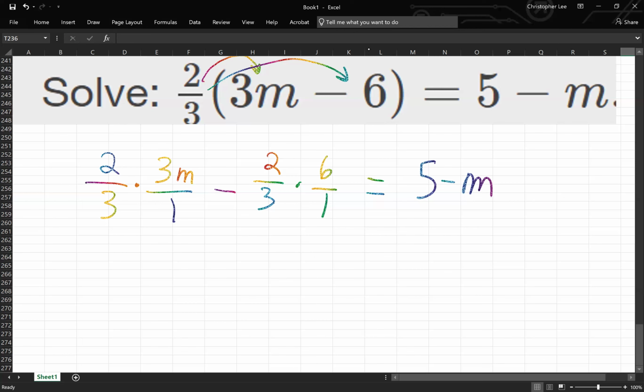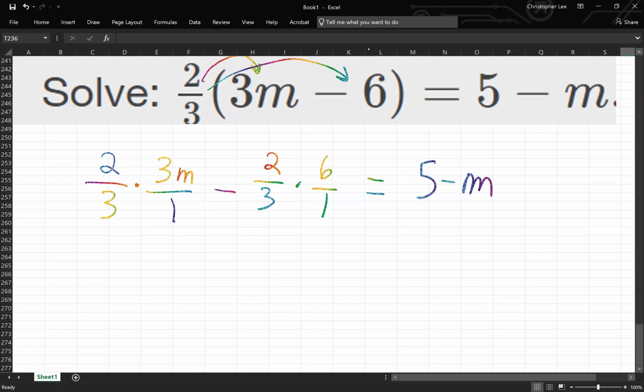So I'm just distributing the 2 over 3 to both terms. I'm making the whole numbers over 1 because I want to make it easy to recognize that this is a fraction times a fraction. And then we just treat it accordingly: reduce it if possible, then multiply straight across. That's how we do the fractions.